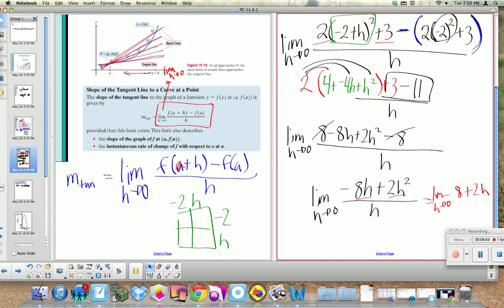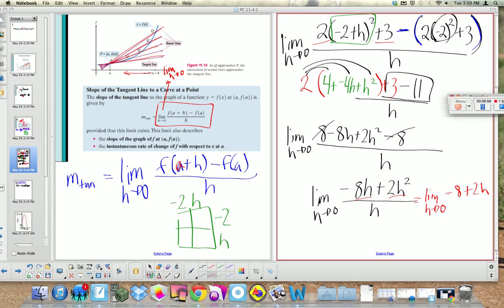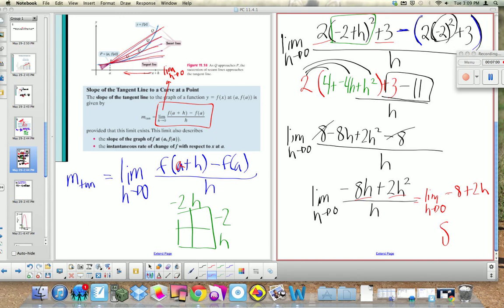I'm sorry, that's gotten a little sloppy over here. I don't want to lose my negative. The limit as h approaches 0 of negative 8 plus 2h. Now I'm ready to plug in 0 because I can. It's legal at this point. So I'm going to plug in 0 to find my limit. I get negative 8 plus 0. So the answer is negative 8. That's the limit. That is the instantaneous velocity, or the slope of the tangent line, at negative 2.